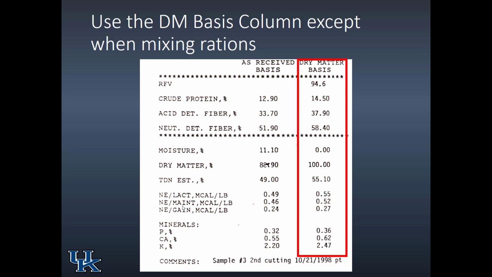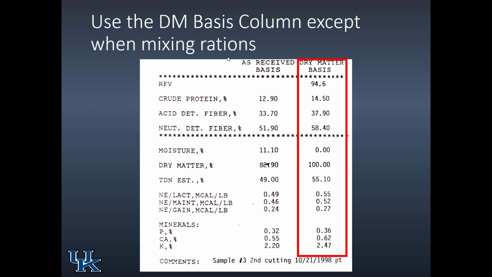When you're looking at a forage quality report, you're going to want to always work from the dry matter basis column because the moisture content in samples will vary. Now, the time that you are going to want to use the as received or as fed basis, sometimes it's called as fed basis, is when you're mixing rations. In other words, when it's important to account for the water that's in a bale of hay or haylage.